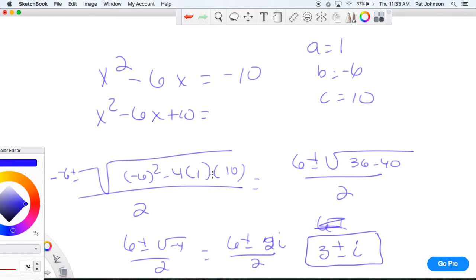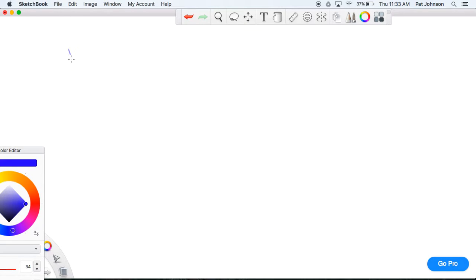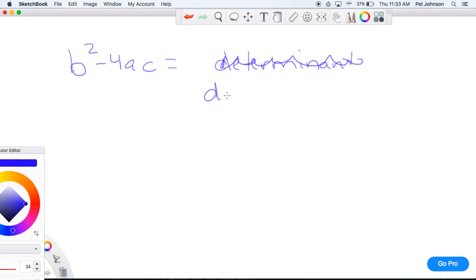Okay, we talked about the radicand of the quadratic formula. The radicand is what's under the radical sign, which we said is b squared minus 4ac. Well, this by itself we call the discriminant. You've heard this word before. Excuse me, not the determinant, the discriminant. The discriminant gives us information about the types of solutions and how many solutions.